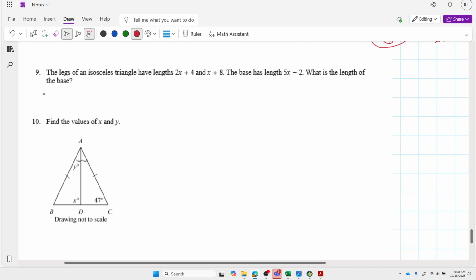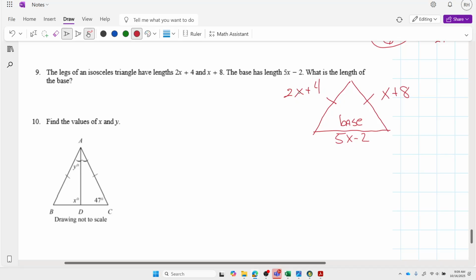All right, number 9, the legs of an isosceles triangle. So an isosceles triangle. Two sides are the same. Those are called the legs. The legs of an isosceles triangle have lengths 2x plus 4 and x plus 8. The base is 5x minus 2. So here's the base. It's 5x minus 2. What is the length of the base?